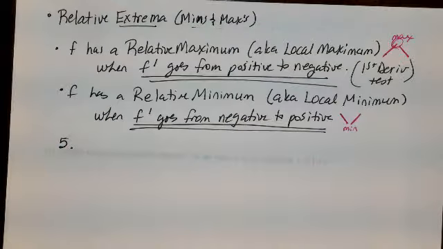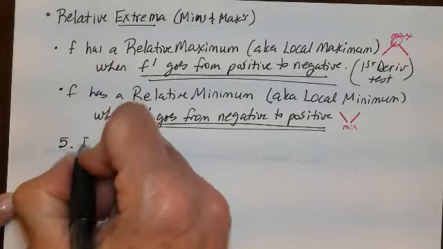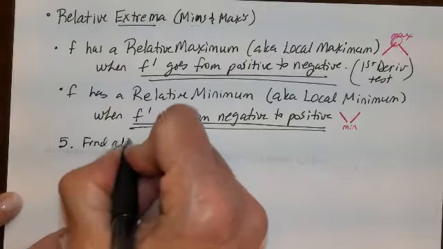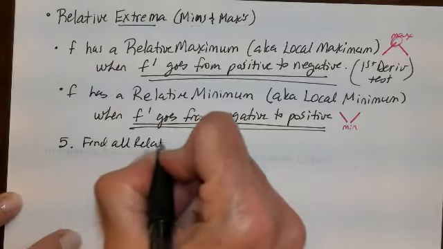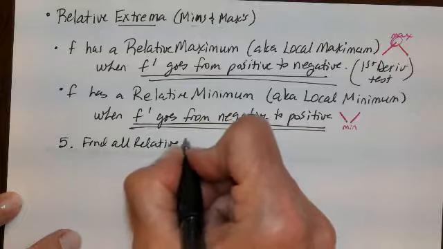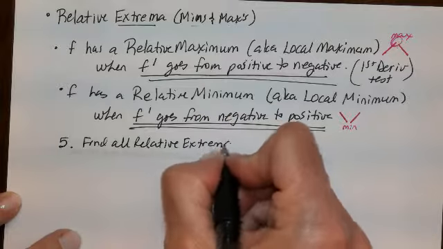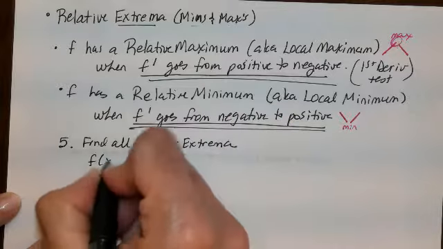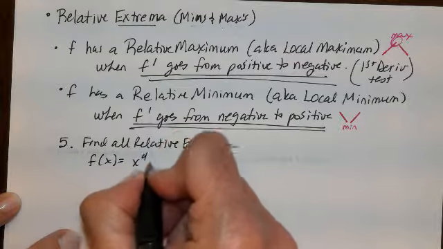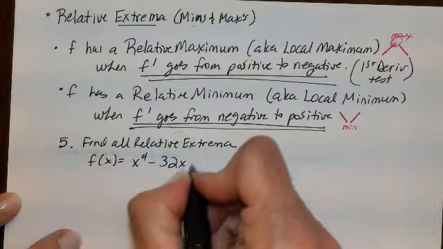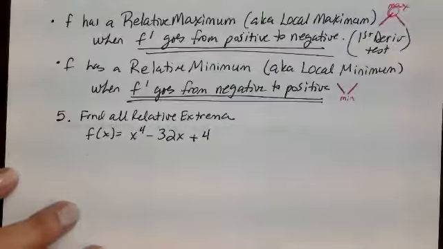Okay. Let's see. Let's find all relative extrema on f of x is equal to x to the 4th minus 32x plus 4. Okay.